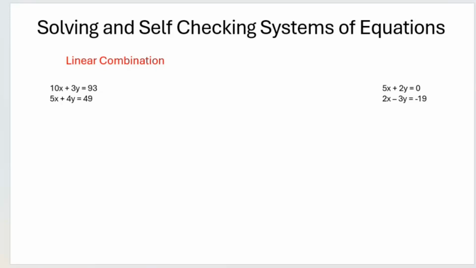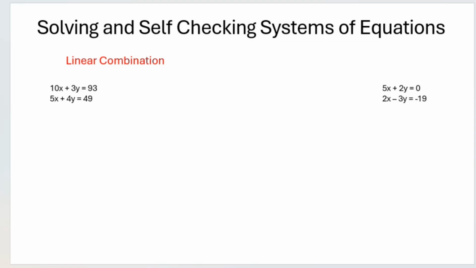In this video, we're going to talk about how to solve a system of equations using linear combination. For linear combination, we're looking to organize our equations in what we call standard form. What that means is that you're going to have the same variables lined up.